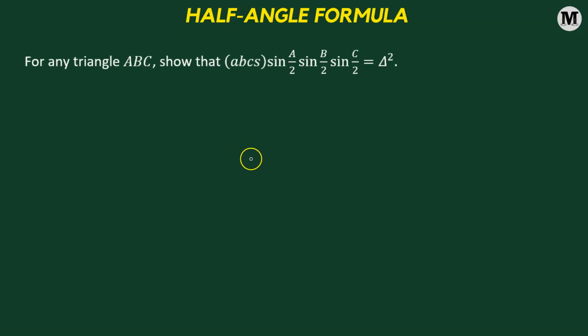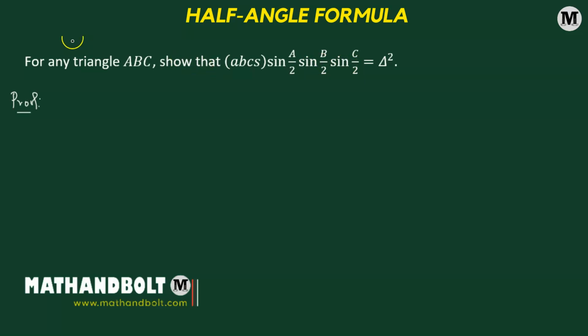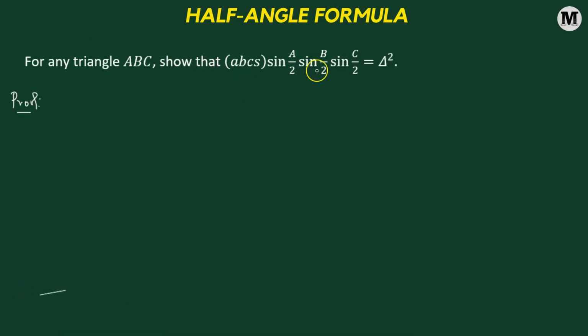For any triangle ABC, show that abc times s times the product sine of A over 2, sine of B over 2 and sine of C over 2 equals delta squared. Let us begin. First, we'll try to understand the terms that we have used in the problem. Before proceeding, let's try to understand the formulas and the different terms that are being used in the problem.